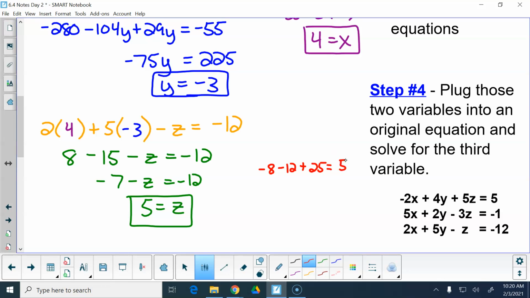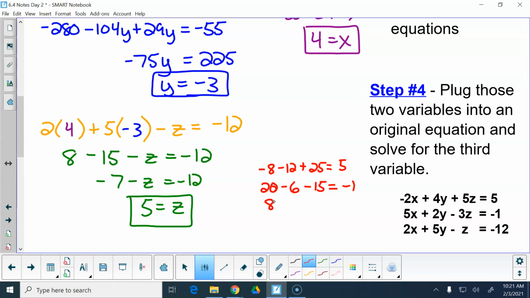5 times 4 is 20. 2 times negative 3 is negative 6. Negative 3 times 5 is negative 15. 20 minus 6 is 14, minus 15 is negative 1. That one checks out.